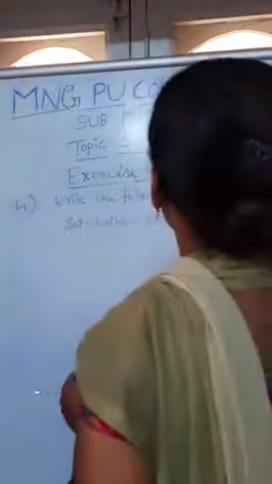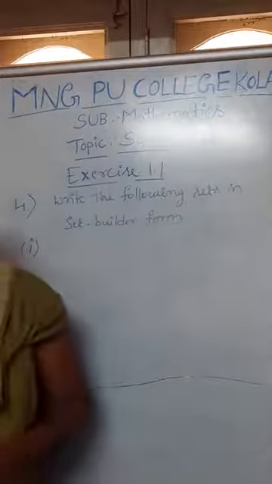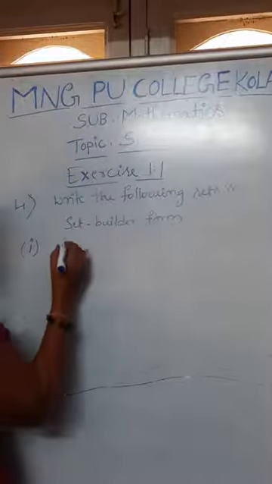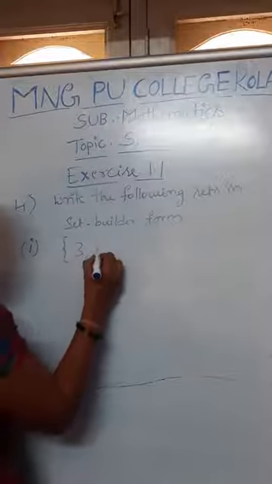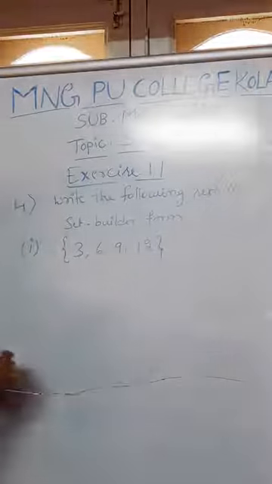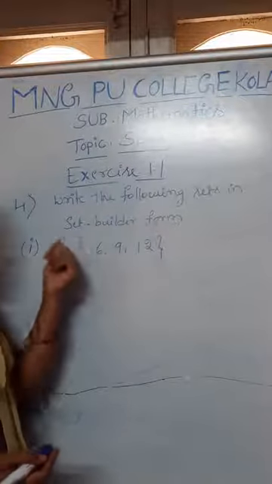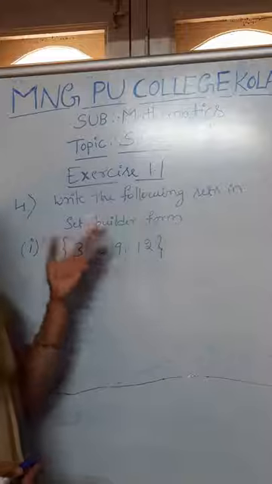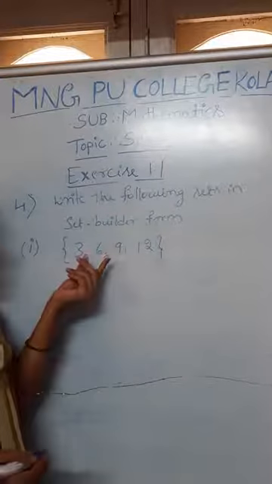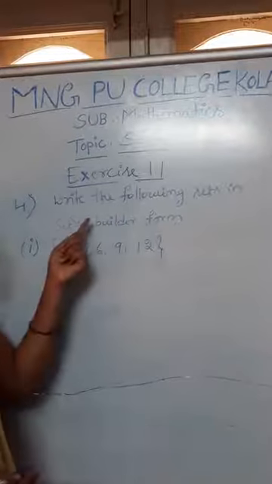Write the following sets in set builder form. So in that, take the first question: 3, 6, 9, 12. They have given one set, that is 3, 6, 9, 12. The elements are listed and separated by commas and enclosed within brackets, which means this is the roster method. This one we should convert to set builder form.